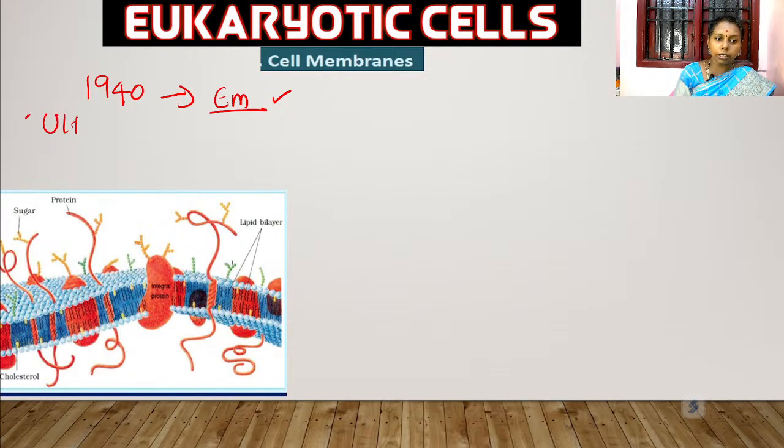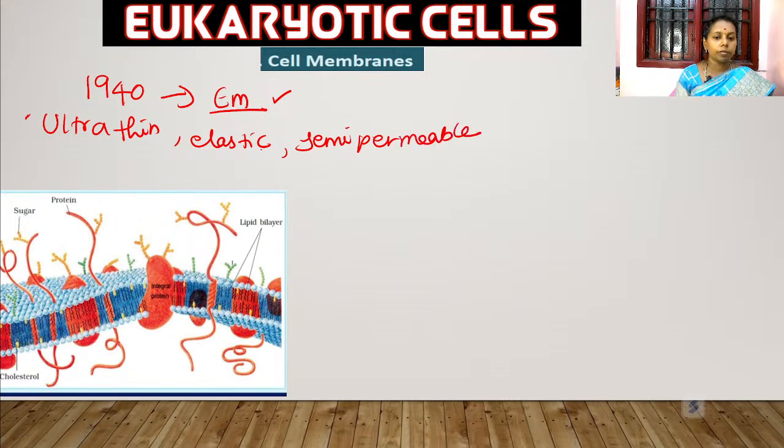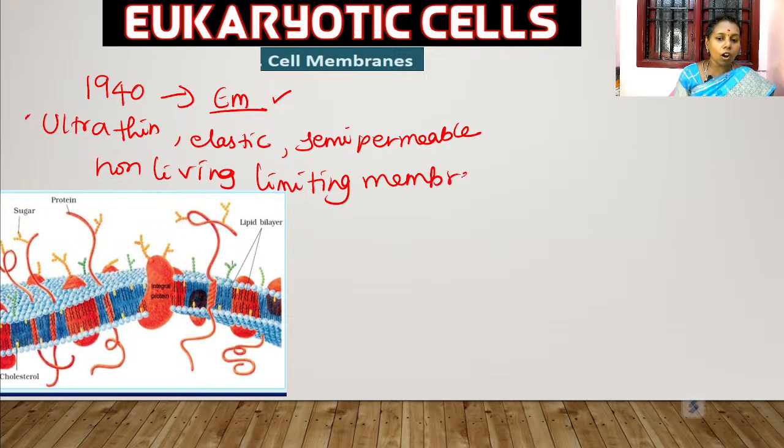What is plasma membrane? It is an ultra thin, elastic, semi-permeable, non-living, limiting membrane. One of the words is wrong here. Can anybody guess which word is wrong? Is it ultra thin, or elastic, or semi-permeable, or non-living, or limiting? Which word is wrong?